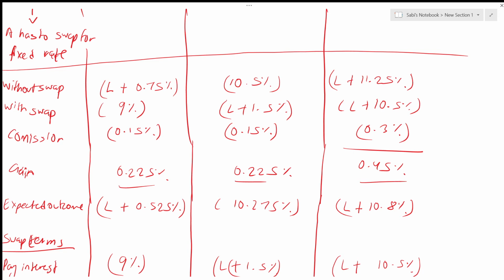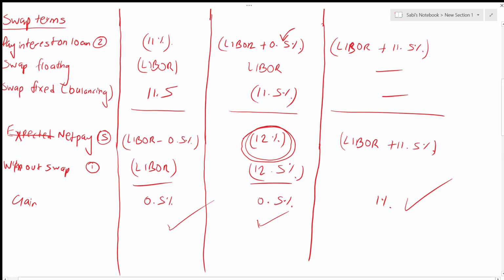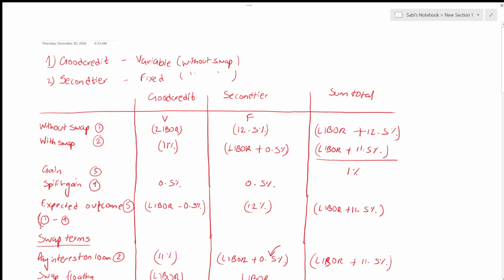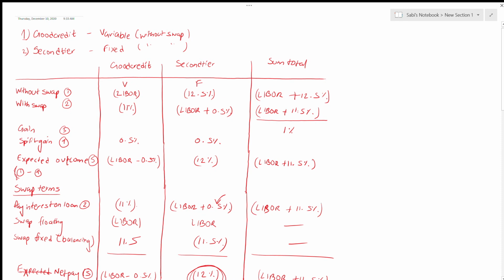That's right. Now, I told you that for section question 1 also I will show you the comparative advantage, right? Let's see. Let me make this smaller. Yes, you can see good credit and second tier, right? So let's see fixed and variable.